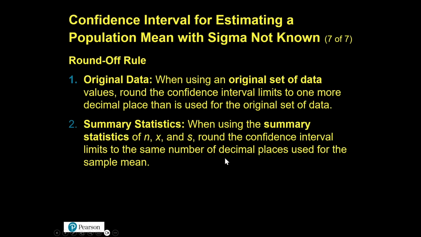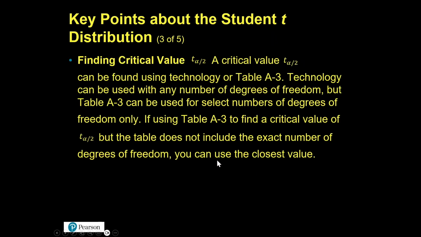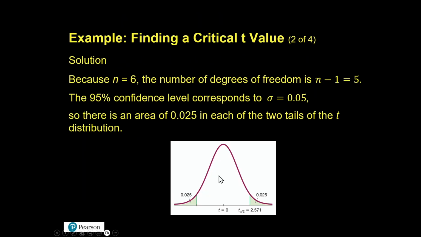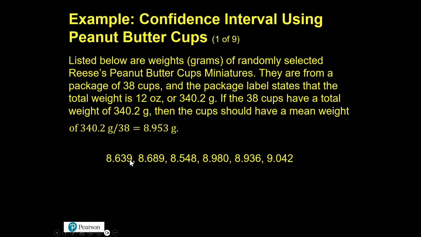Going back to the original data values that we started with here, these were all rounded to 1, 2, 3 decimal places. So we need to include 1 more decimal place than the original data values.